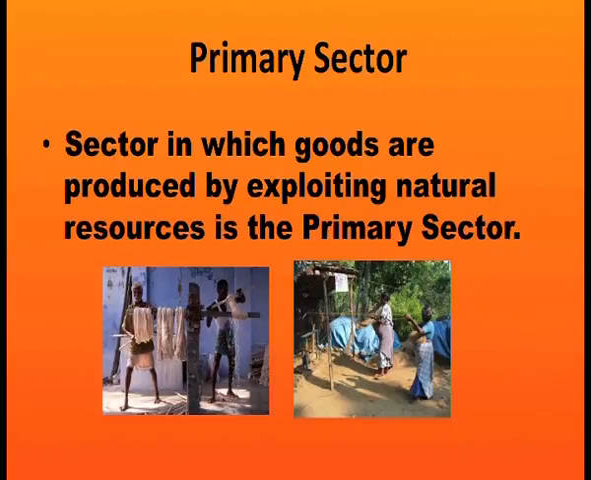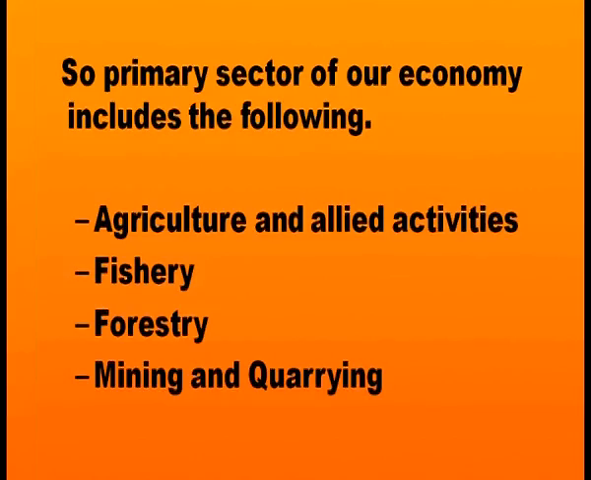So once again, primary sector is the sector in which the goods are produced by exploiting the natural resources. The different activities in the primary sector, we can divide into 4 different categories. What are they? Number 1, agriculture and allied activities. Number 2, fishery. Number 3, forestry. Number 4, mining and quarrying. So these are the 4 different activities connected to the primary sector.